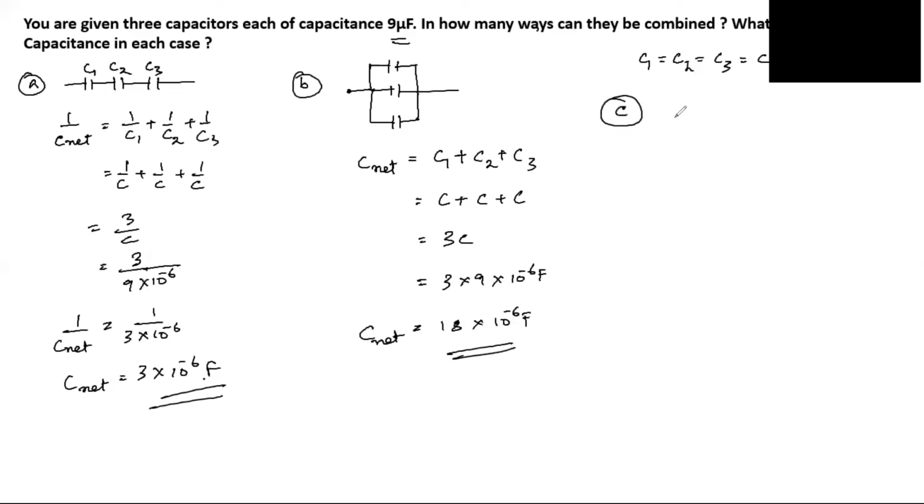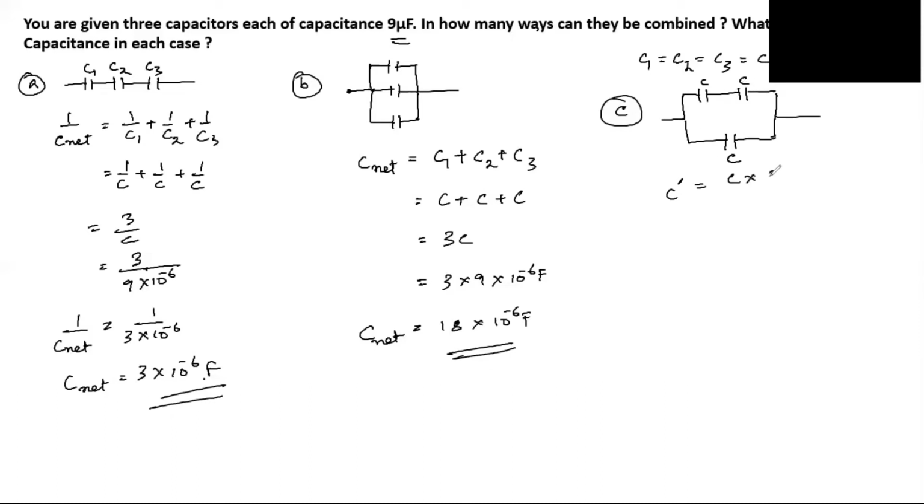The third arrangement, we can arrange it like this: two of the capacitors can be connected in series, and the other one can be connected like this. Okay, the two capacitors which are connected in series, that arrangement is in parallel with the third one. Right, so in that way also we can arrange our capacitors. So for these two capacitors, we have to find our C, let's say C dash. C dash is the effective capacitance of these two capacitors which are connected in series.